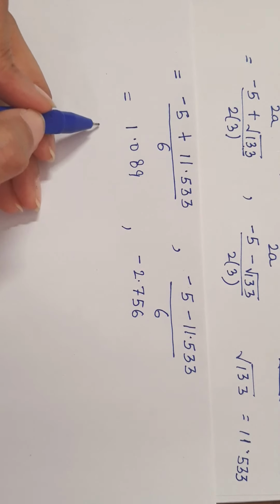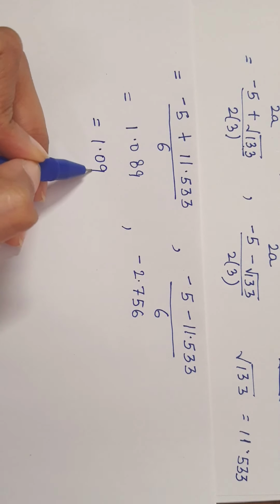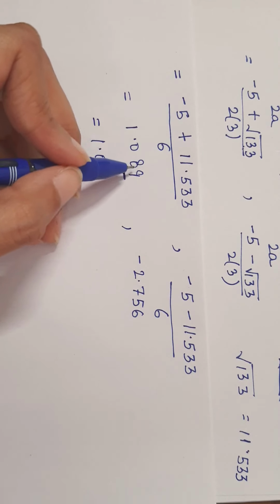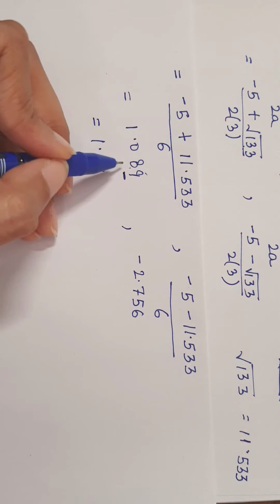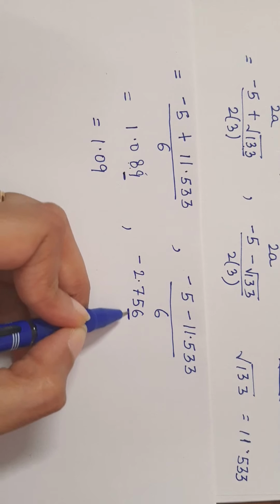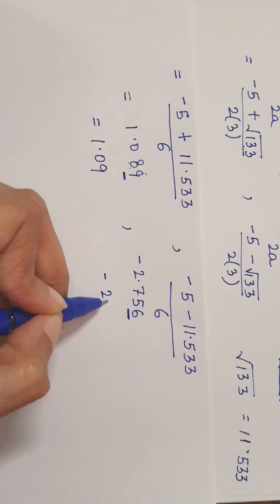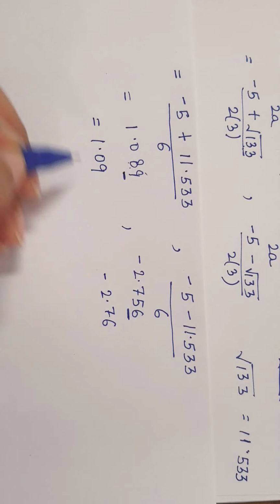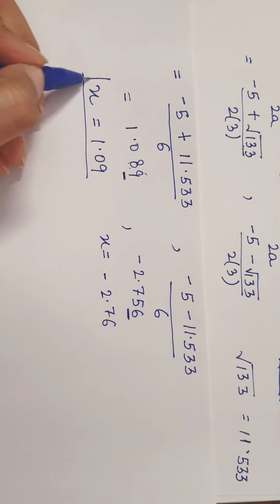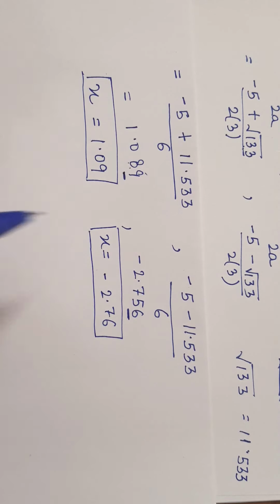So I need to do the round off. This will become 1.09. If the last digit is greater than or equal to 5, we remove it and add 1 here. So in place of 8, we have written 9. Again the last digit is 6, which is greater than 5, so I will add 1 here, minus 2.76. So the two answers of x are 1.09 and minus 2.76.